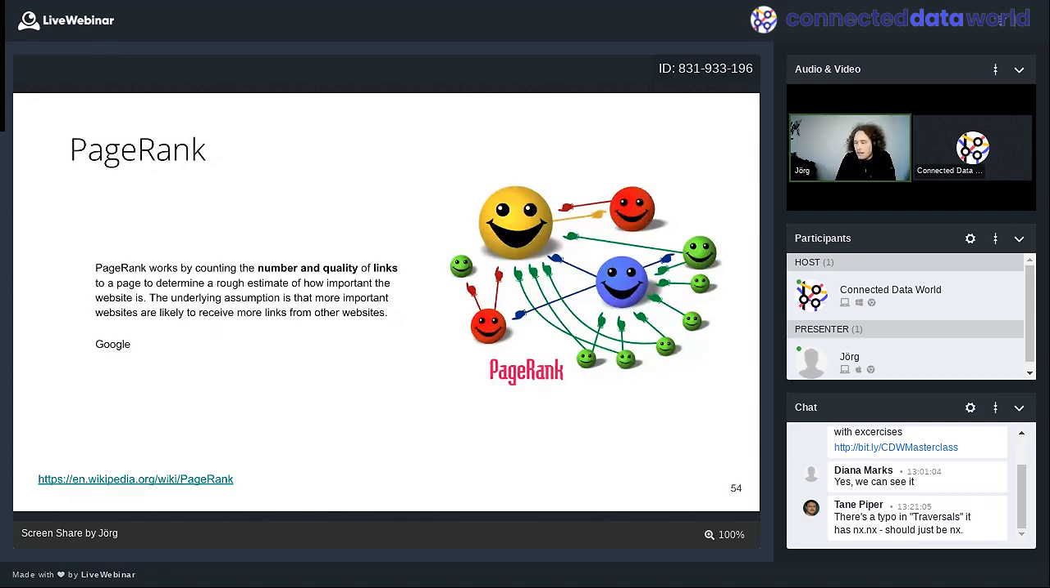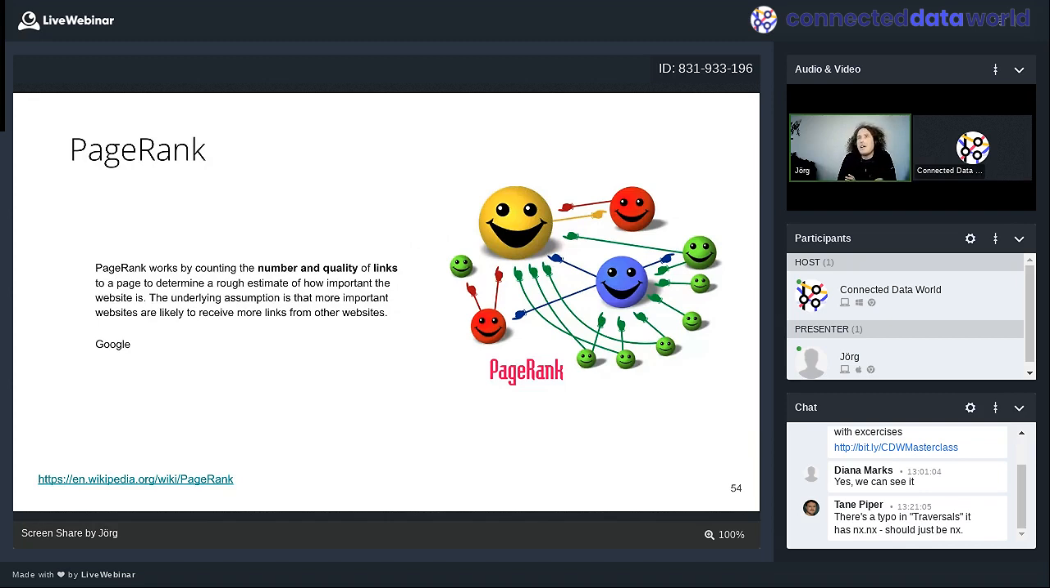And the approach PageRank takes is so-called transitive influence. Basically, the number of links and the quality of links determines how important I am. If I'm a website which receives a lot of incoming links from other websites, let's take the yellow bubble here on the right, it gets a lot of links from those green ones down here, from the blue one and others, so the more transitive influence I get.